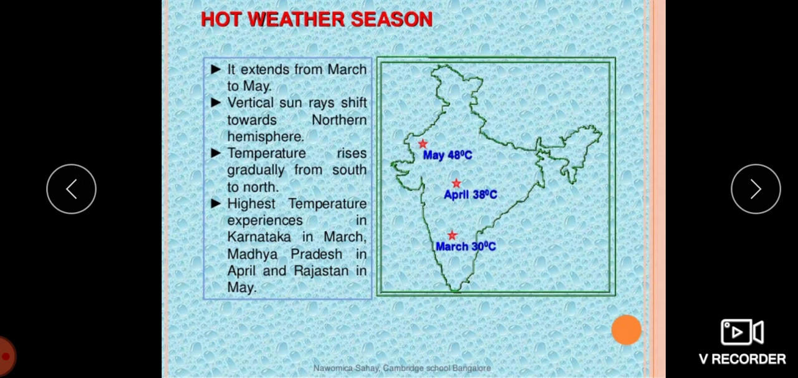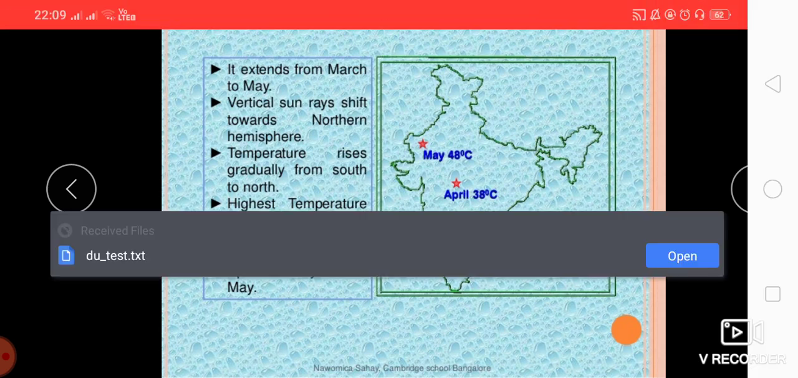So, when we see the summer season, the hot weather season, it extends from March to May. The vertical rays shift towards the northern hemisphere, and the temperature rises gradually from south to north. The highest temperatures are experienced in Karnataka in March, Madhya Pradesh in April, and Rajasthan in May.